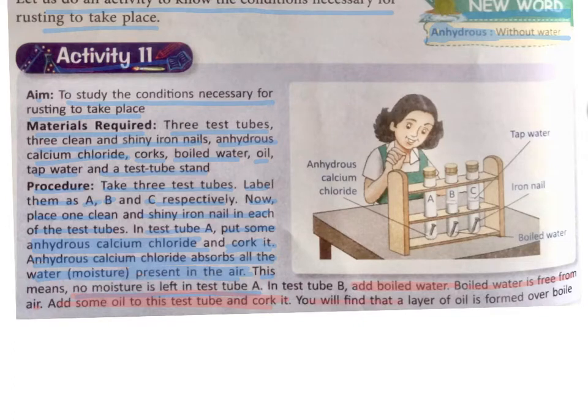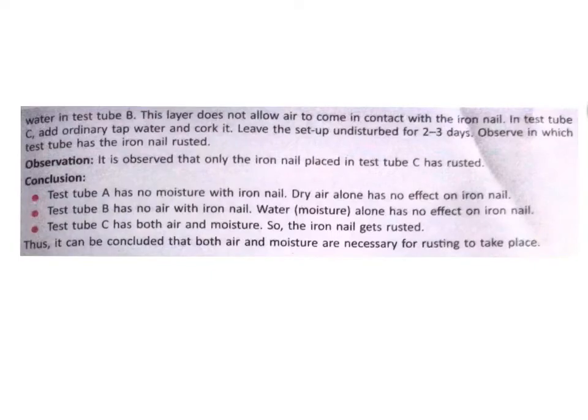You will find that a layer of oil is formed above the boiled water. This layer of oil does not allow air to come in contact with the iron nail. In test tube C, add ordinary tap water. Instead of tap water, we took distilled water along with salt and cork it. Leave the setup undisturbed for 2-3 days. Observe in which test tube the iron nail has rusted.